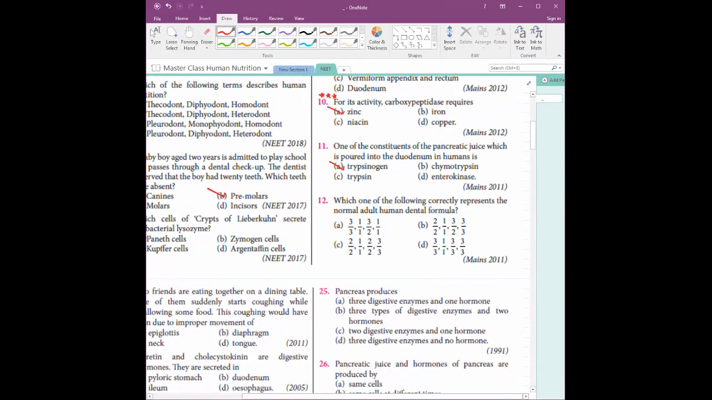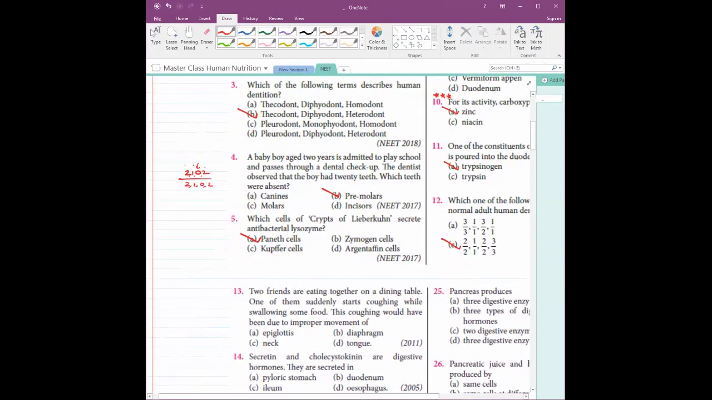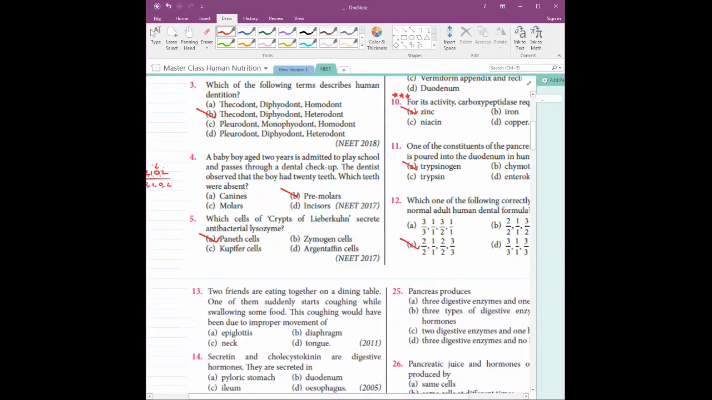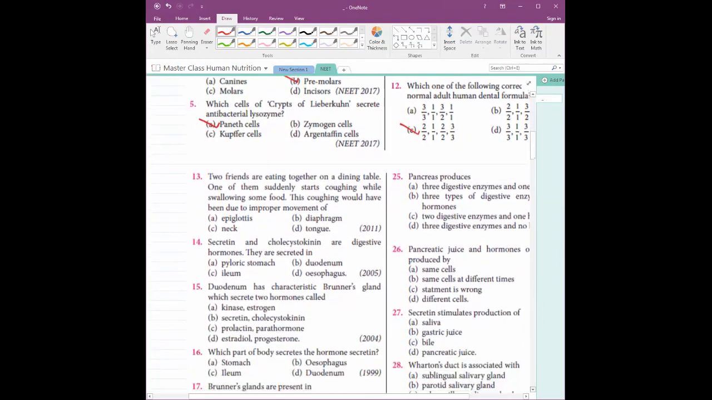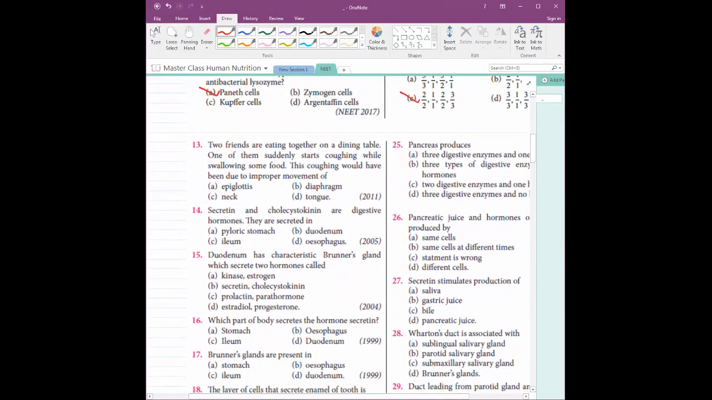Next is for Dia. Dia, which one of the following correctly represents normal adult human dental formula? Very simple, everyone. Yes, everybody is right. It is going to be C, 2123 upon 2123. Okay, chalo. Next question is for Zui.